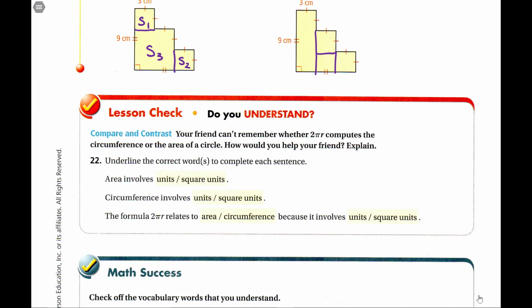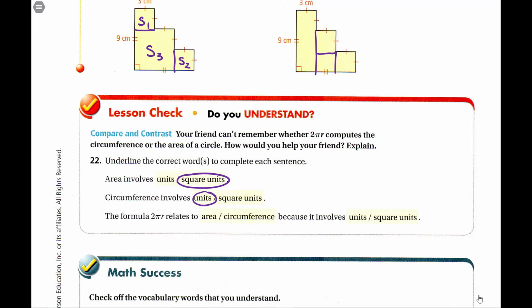The final thing here, the lesson check. It says your friend can't remember whether 2 pi r computes the circumference or the area of a circle. How would you help your friend? Underline the correct words to complete each sentence. Area involves square units. Area of any shape is always going to be square units. Circumference or perimeter would involve individual units.